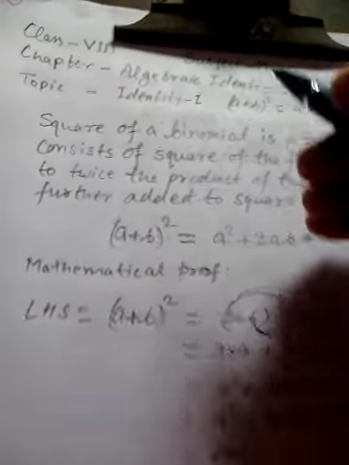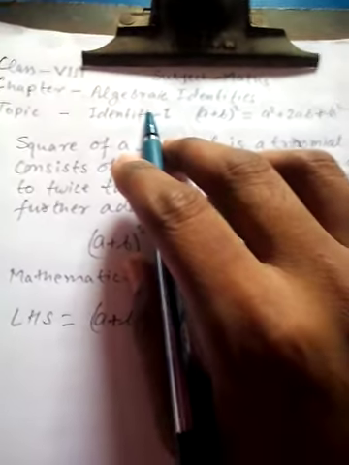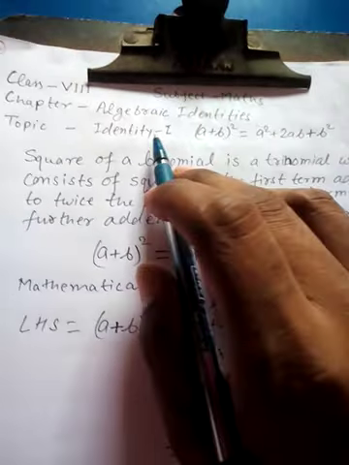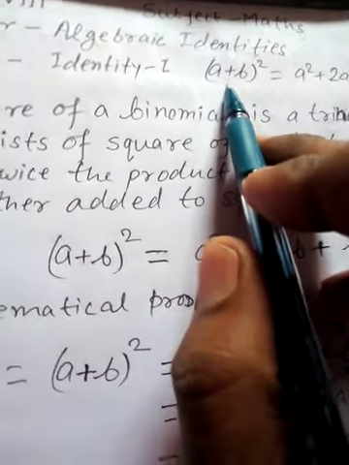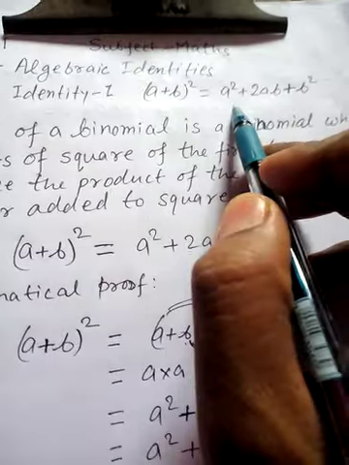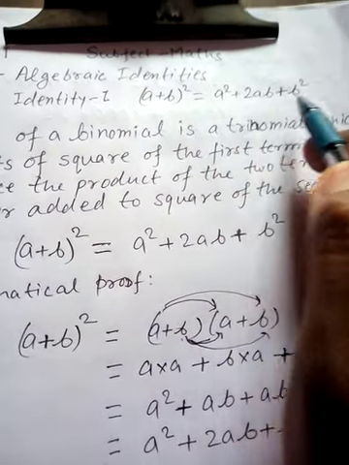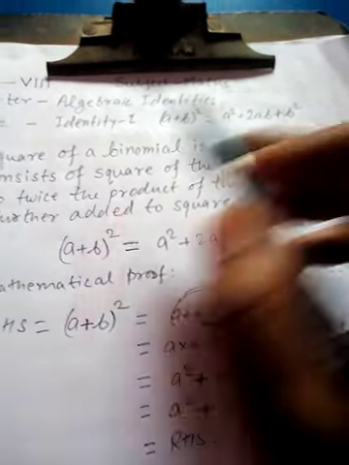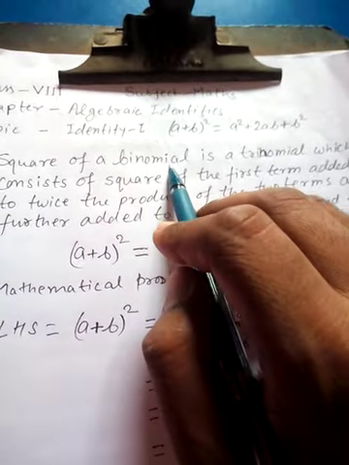And today we are going to understand the first identity, that is (a + b) whole square equals a square plus 2ab plus b square. So take a look at this. Students, our chapter is algebraic identities. The first identity we have read today, that is (a + b) whole square equals a square plus 2ab plus b square. This is also called the square of a binomial.